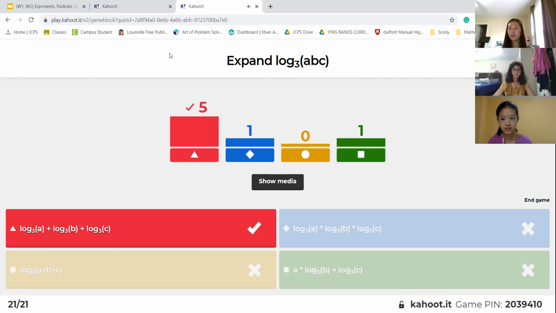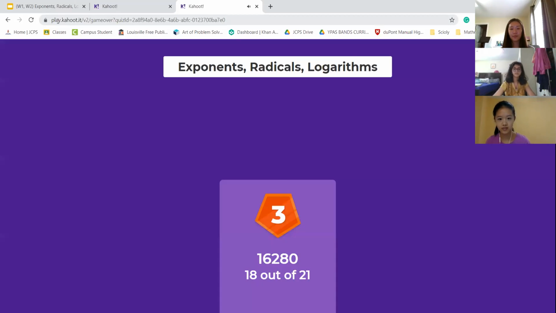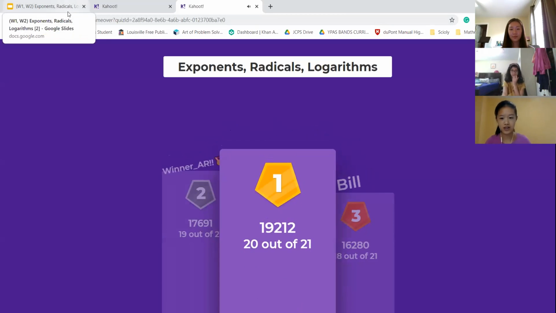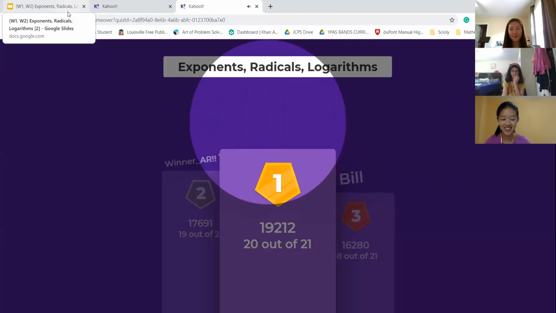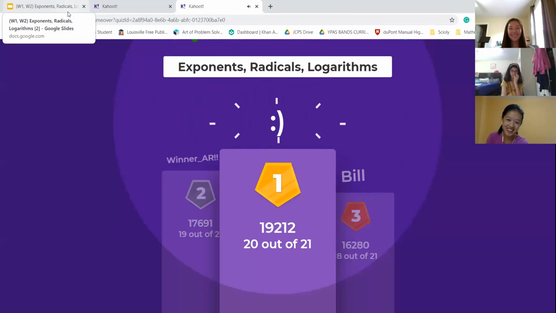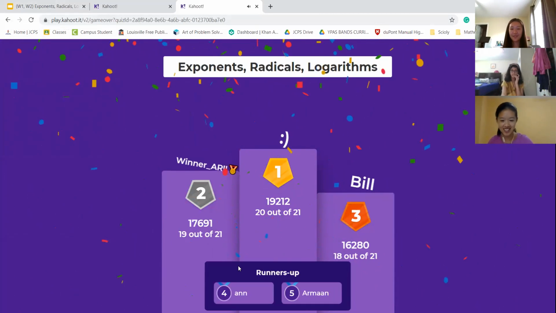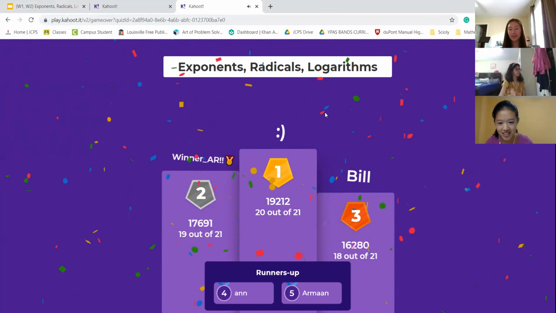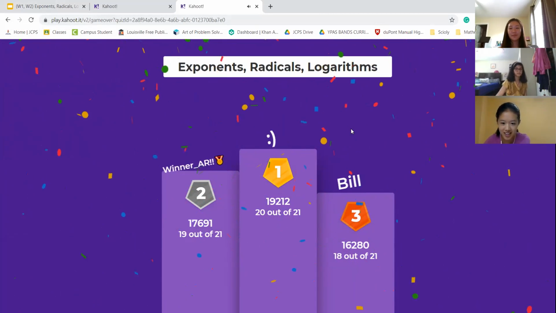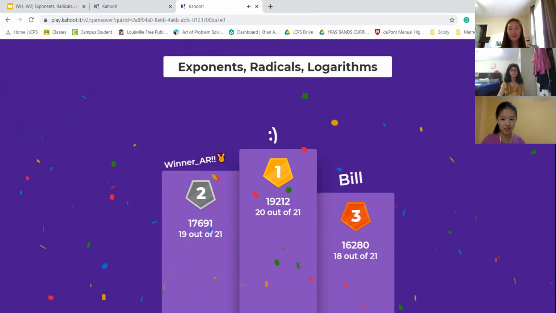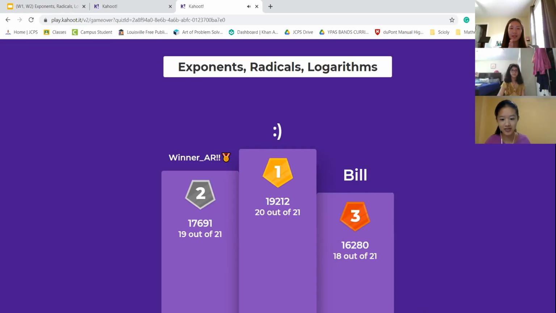Great job. So let's see our podium. Okay, 3rd place is Bill. 2nd place is Advika. I wonder who this will be. Smiley face is in 1st place. Great job, guys. If you only got like 2 and 3 wrong, that's really good. Technically, Advika was 1st, Bill was 2nd, and Anne was 3rd. So good job. Yay.